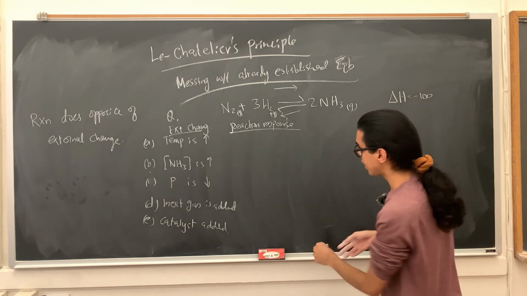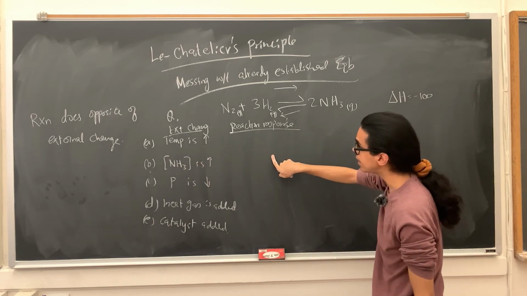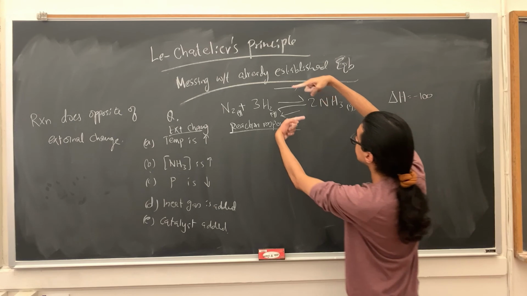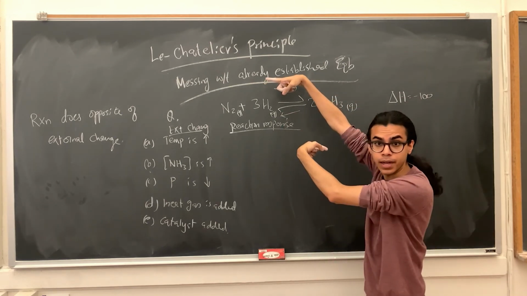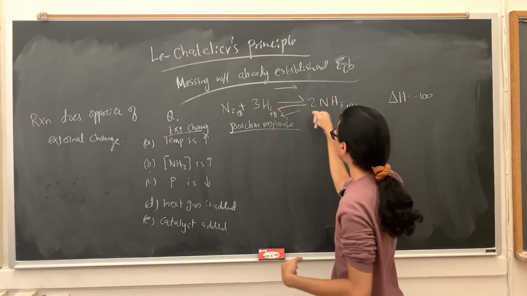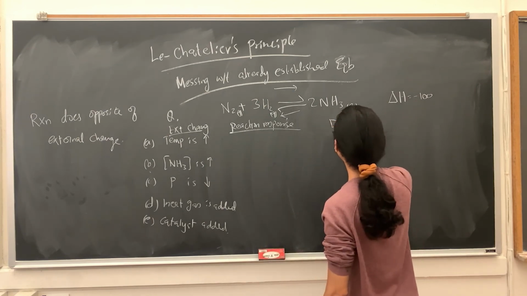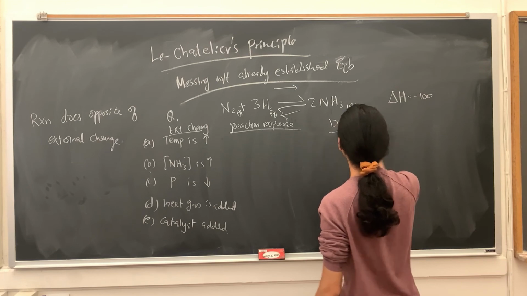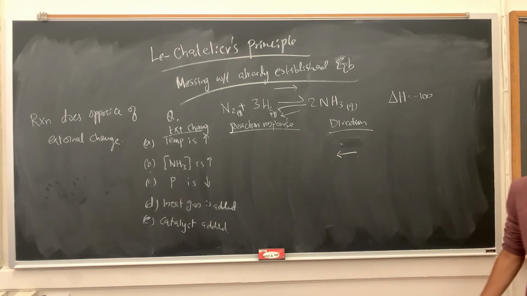So let's think about it. Since the external change is an increase in NH3, we want to decrease NH3. Which way does NH3 decrease? Going to the left, right? Because if you go this way, this is the product. If you go that way, it's a reactant. Reactants go down over time. So the direction of shift would be to the left. That's for the concentration, part B.